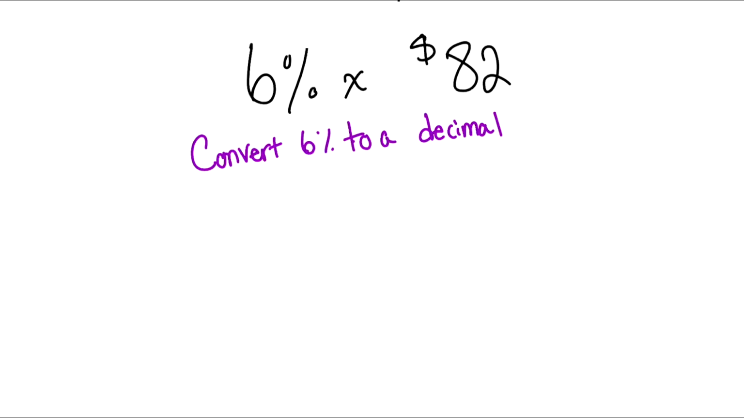And the way that we do that is we're going to move it twice to the left. That is always going to be the case. It's just the shortcut version of dividing by 100. Again, the word percent means out of 100. So to turn it into a decimal, it's dividing by 100, or just to keep it simple, move that decimal place over twice to the left.